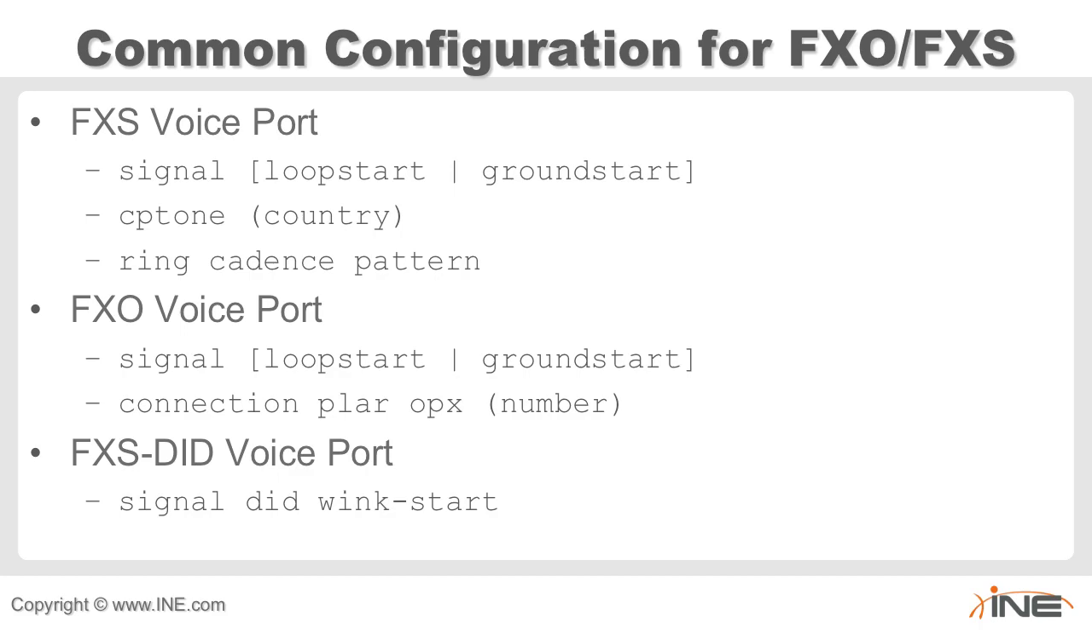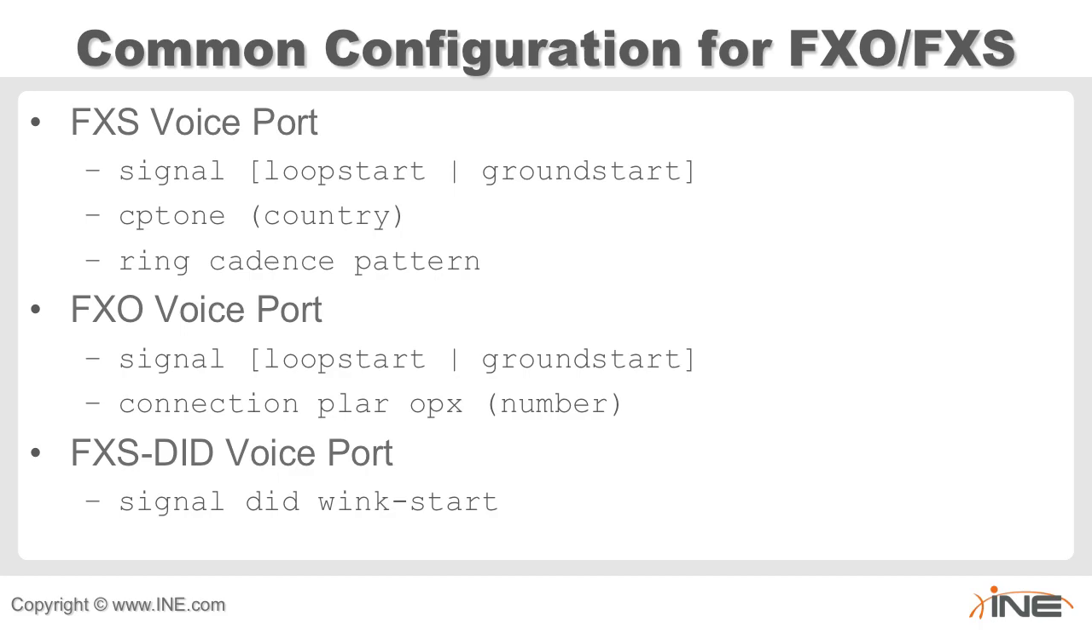So let's take a look at common configuration for FXO and FXS. FXS voice ports, we have the signal command, which by default is signal loop start, but if we need to change it, we can, and again, you would know because the carrier would specify. We could change it to signal ground start. CP tone, this is call progress tone, and this is by country. This is because ringback or ringing, if you've ever traveled abroad and used a landline or possibly even a mobile, you have certainly noticed that, instead of sounding like whatever it is you're used to in your own home country, it very well possibly sounds different. And then also ring cadence.